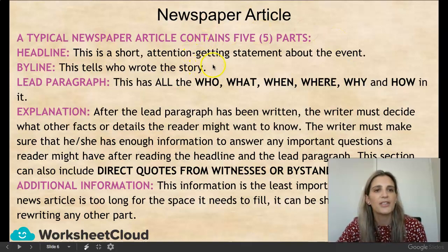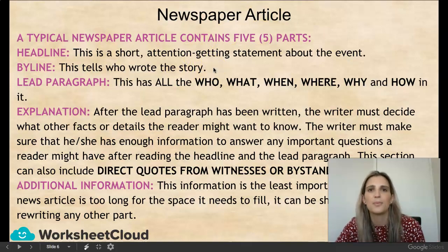The byline, this tells who wrote the story, and if the person wants to remain anonymous, they can also do that. So the lead paragraph, this has all the who, what, when, where, why, and how. So this tells us all the factual information that we need to know.